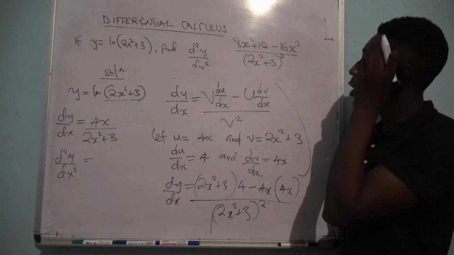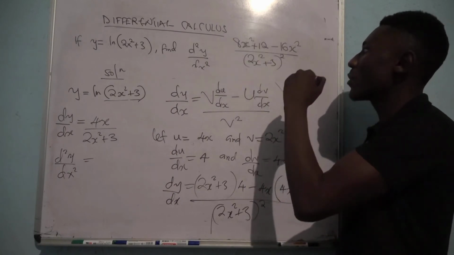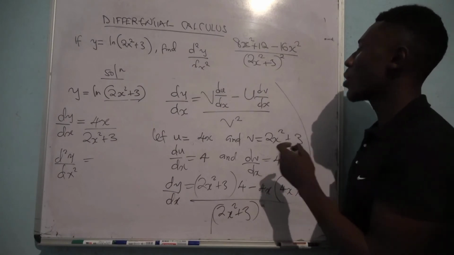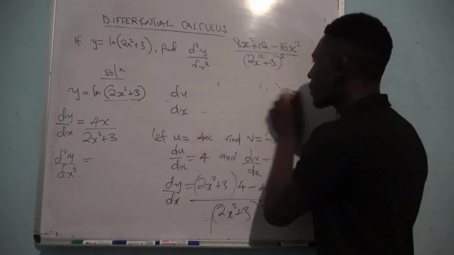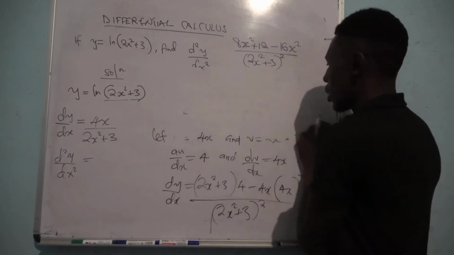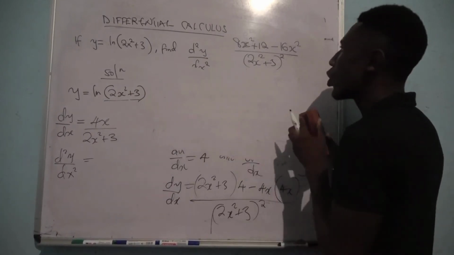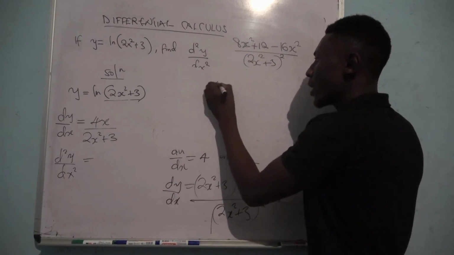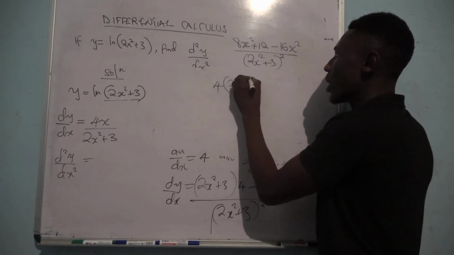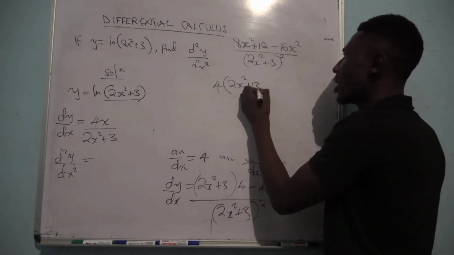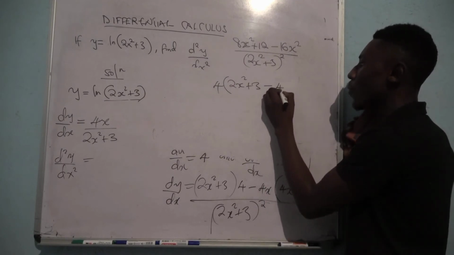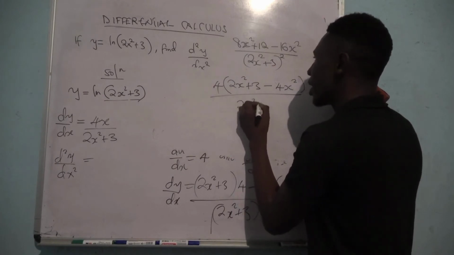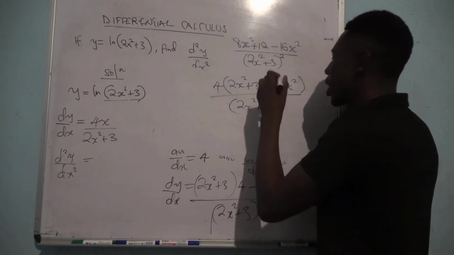From there, if I look at the function I have, there is something common in each and every term, which is a 4. So this 4 will be factored out. I first factor out the 4, then I have 2x squared plus, 4 into 12 gives me 3, minus 4 into 16, I get 4x squared. Then I divide by 2x squared plus 3, and this will be squared.